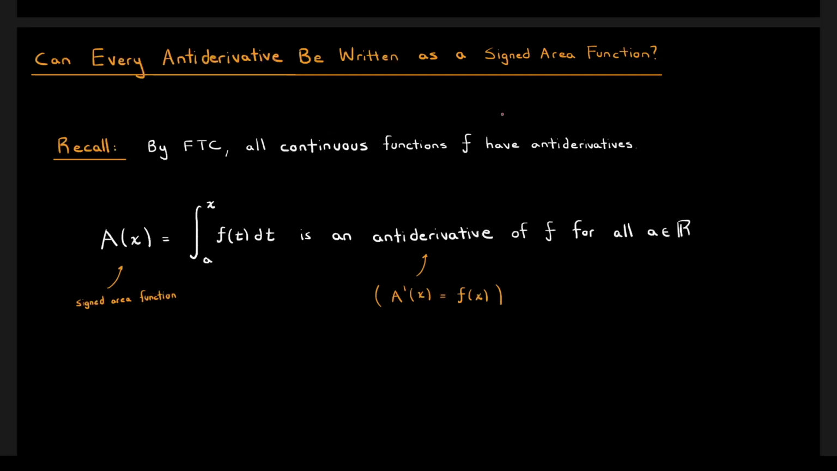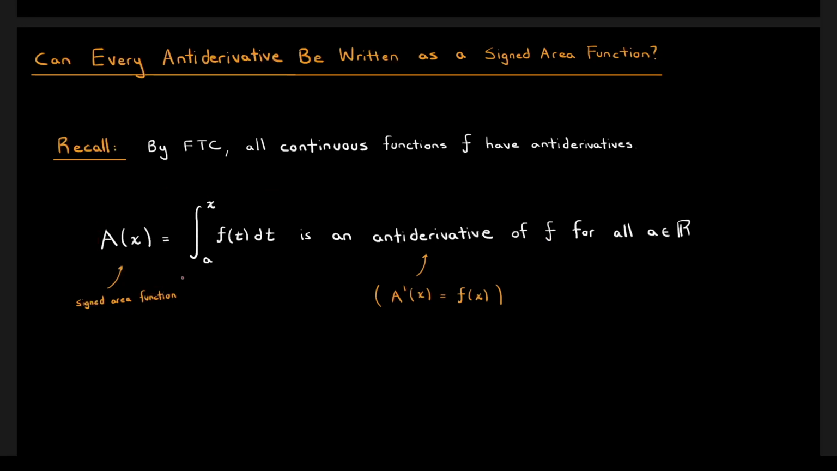And so let's begin to slowly dissect and understand what this problem statement is asking us. We begin by recalling one of the assertions of the fundamental theorem of calculus, which is that all continuous functions have antiderivatives. And moreover, the fundamental theorem of calculus even gives us a way of how to write down an antiderivative very quickly. So if you're given some function f, one way you can write down the antiderivative for this function is as a signed area function.